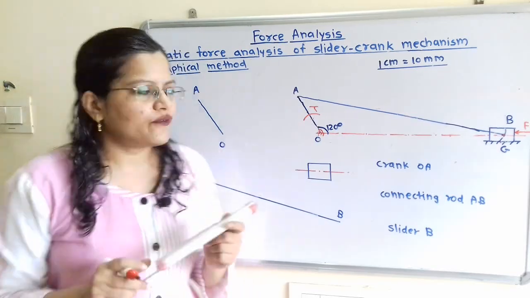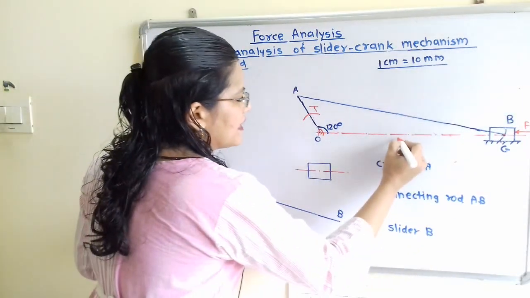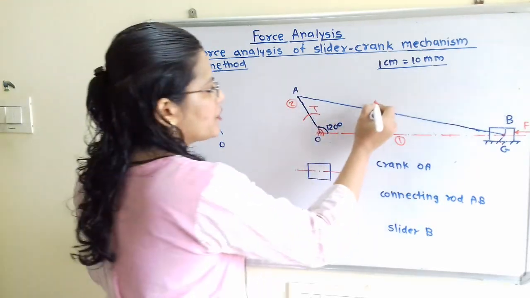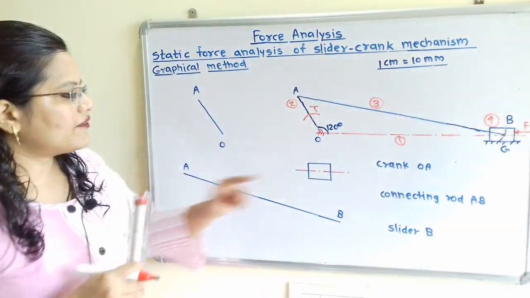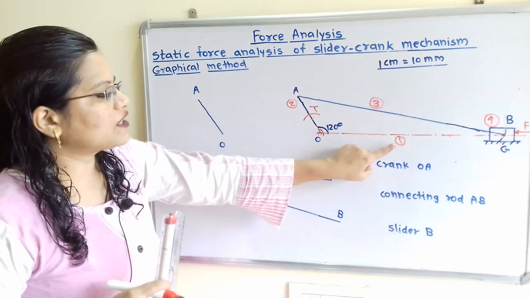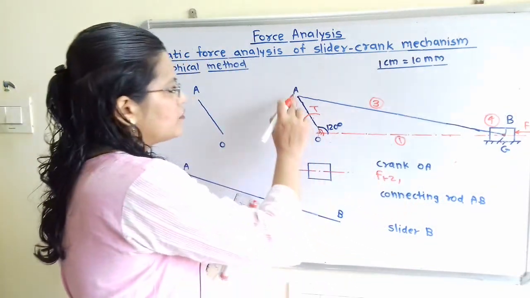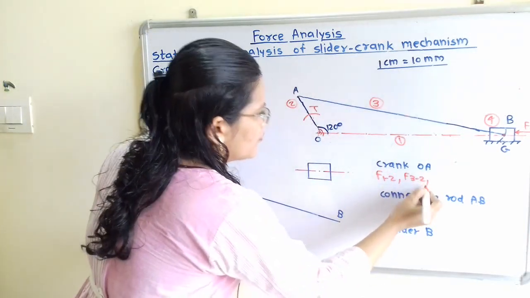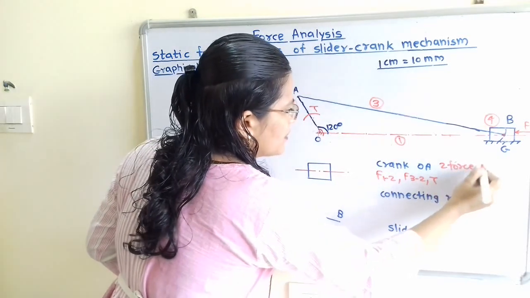Now when we solve the question by using the graphical method, the first step is to identify the types of members. So we will first give numbers to the links. This horizontal line is the fixed link, so I will give it number 1. For this crank OA we will give number 2, the connecting rod number 3, and for this slider number 4. Now if we observe crank OA, through this point O, force F is transferred from 1 to 2, so F of 1 to 2. Then through this point A, force is transferred from 3 to 2, so F of 3 to 2. Then there is torque T. So this crank OA is a 2 force, 1 torque member.